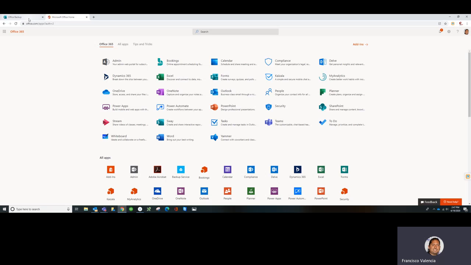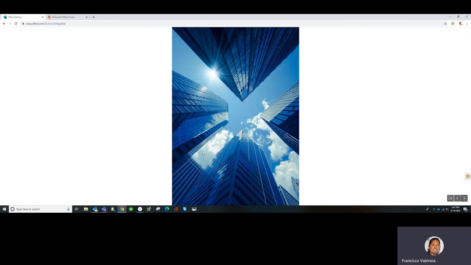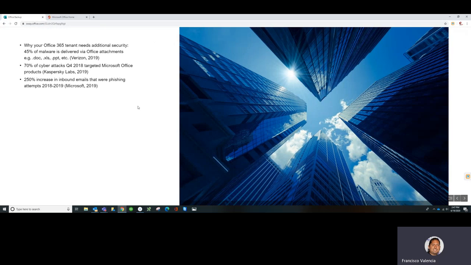So you will have different products available. We actually offer a product called Office Backup so that you can actually protect this information. So let's go into this. We go to the next and only slide here. Obviously, we talk about why you have to protect your information. You know, yeah, we have 45% of the malware being delivered in Office attachments, and 70% of cyber attacks obviously targeting Microsoft Office 365.